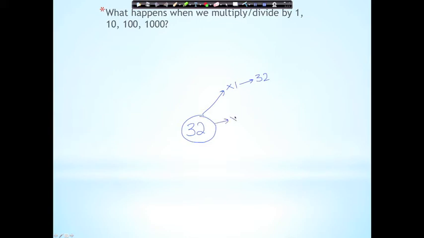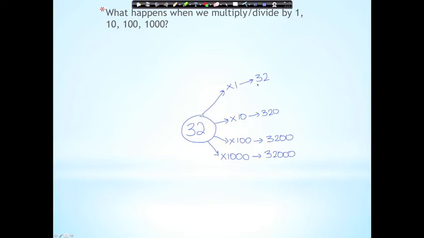How about if I now multiply by 10? Just think for a minute, what is 32 times 10? We get 320. Now if I multiply by 100, you should start seeing a pattern. We've got 3,200, and then if I multiply by 1,000, I've got 32,000. So these are all the multiplications.